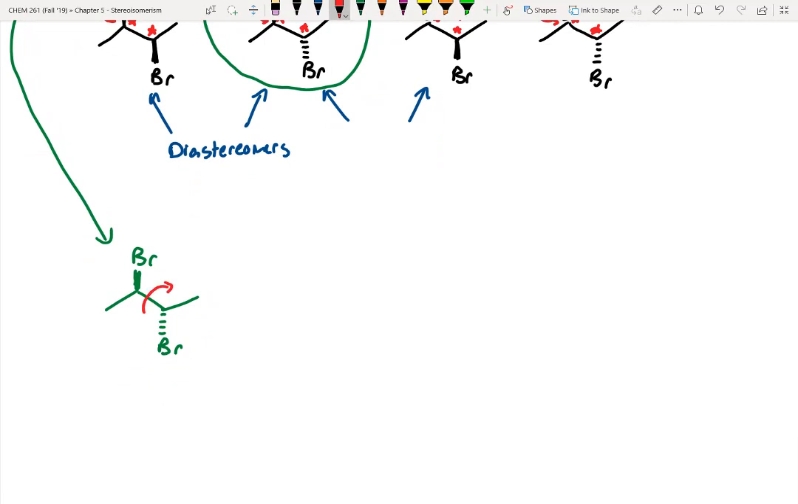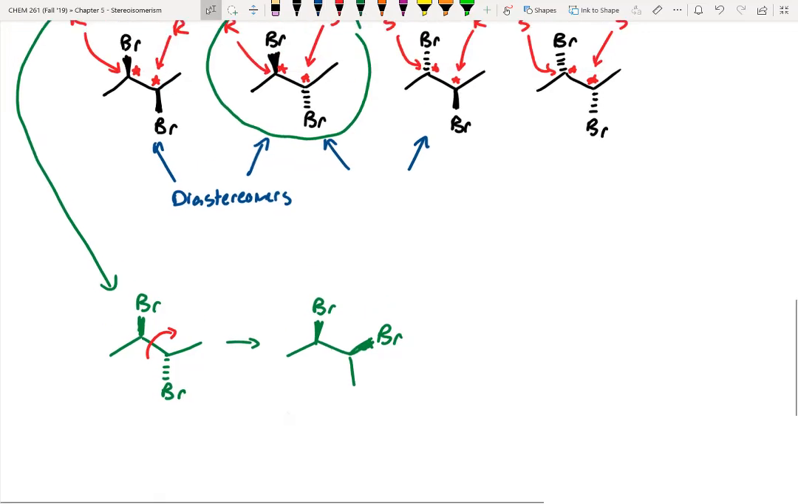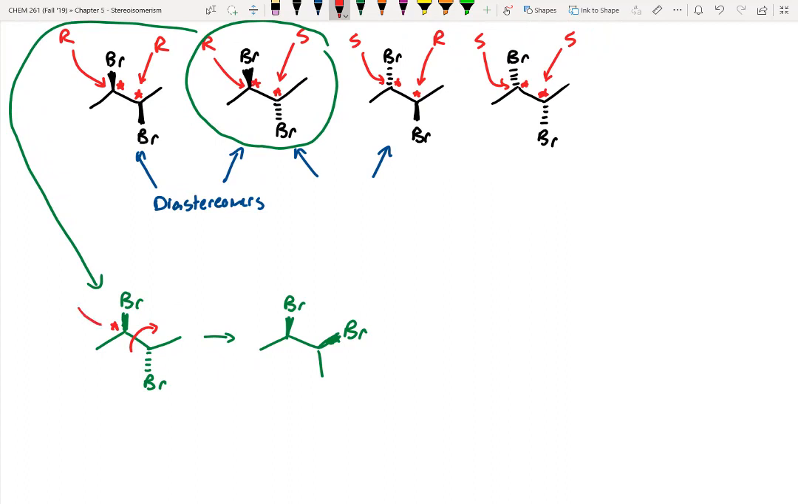So I'm going to rotate this sigma bond. I'm going to say, all right, if I rotate that sigma bond, it's going to look like that, right? So up here, we said that this is going to be an R, and this is going to be an S. Over on the left, this is still an R, and this is still an S. You can check, right? So we didn't change the molecule. All we did was rotate a sigma bond, which is perfectly allowable. We saw that in Newman projections.